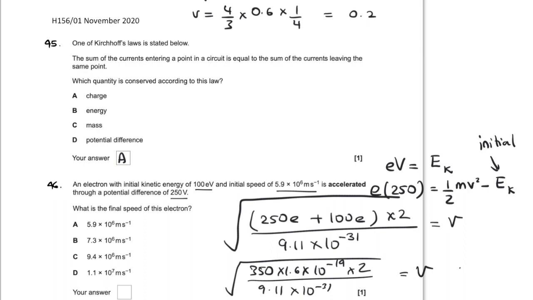Alright, so that ends up giving me an answer of 1.1 times 10 to the 7. So D is my value.